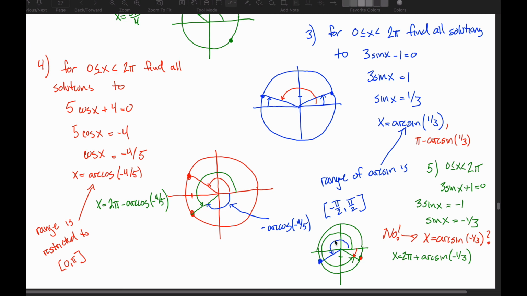What I have to do is take pi, which gets me halfway around the circle, and then go a little bit further. The way I'll go a little bit further is I'll subtract this negative angle, because subtracting a negative is the same as adding a positive, which gets me a little bit further over to this point here.